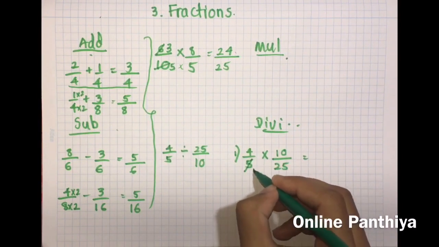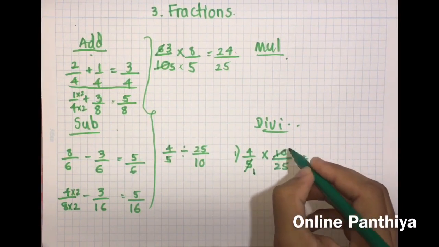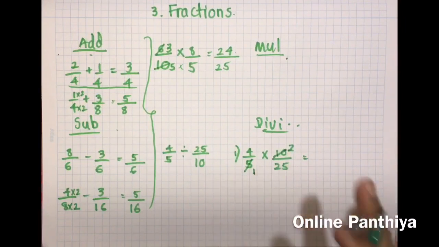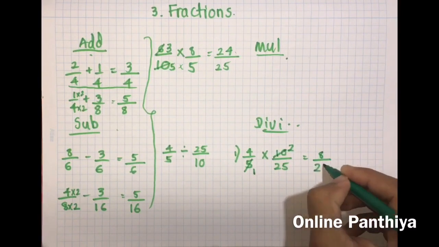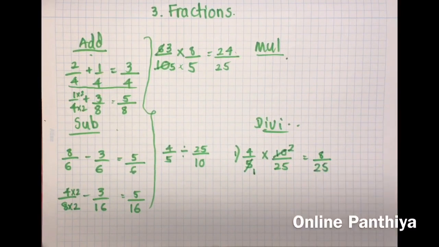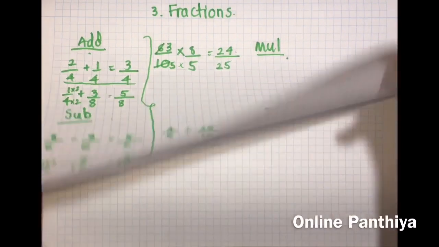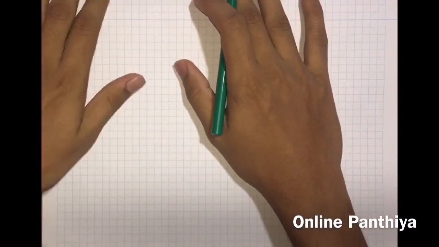So here you have 1 5, here you have how many 5s? 2. So you cannot solve further. So multiply now. 4 into 2 is 8 over 25. Was this part clear? Okay. Now these are the calculations you have based. Now based on this you have long questions, okay?